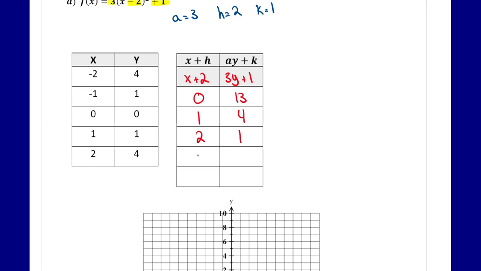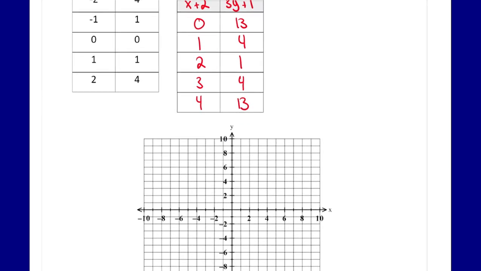And we should start to see a repeat in the y values. Sorry, the x values, no. So 1 plus 2 is 3. 1 times 3 is 3 plus 1 is 4. And 2 becomes 4. 4 times 3 is 12 plus 1 is 13. So now I have my transformed points, so I can go through and graph them. I can't really graph 0 and 13, that's going to be off the grid, but I can graph 1 and 4, and 2 and 1, 3 and 4, and I'm going to draw it something like this. So that is my transformed function.